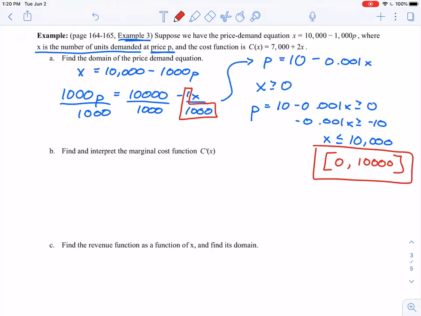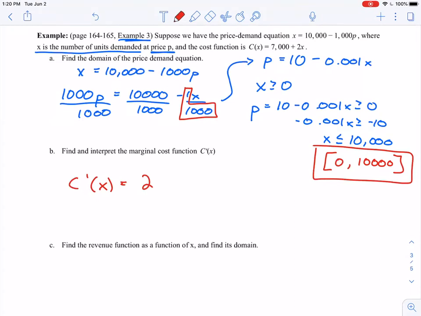Part B says we want to find and interpret the marginal cost function, which is C prime of x. So let's go find C prime of x. So we were given that C of x is 7,000 plus 2x. So when I go to find my derivative, C prime of x, well, the derivative of 7,000, that's just a constant, so derivative of 7,000 is going to be 0. And derivative of 2x is just going to be 2, so C prime of x is 2. So this is a little bit different. I don't think we've seen one like this here in this section.